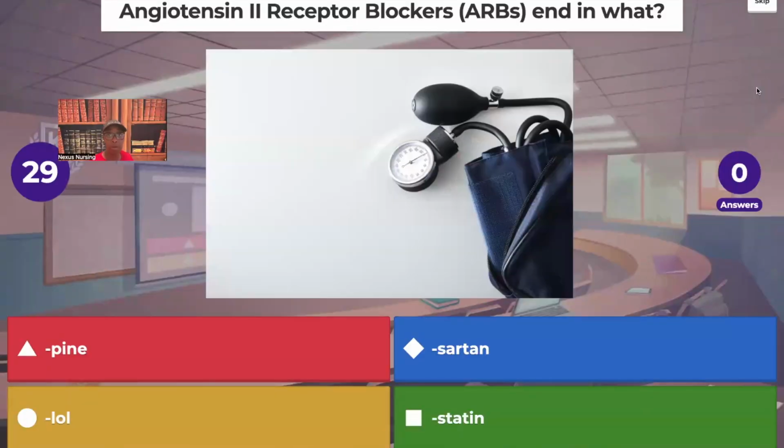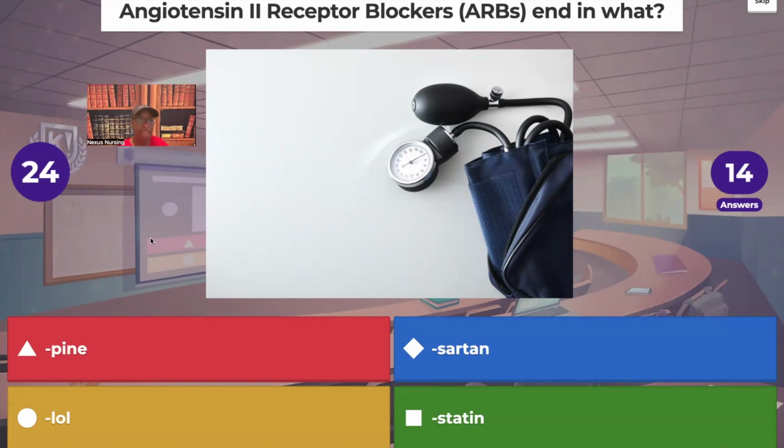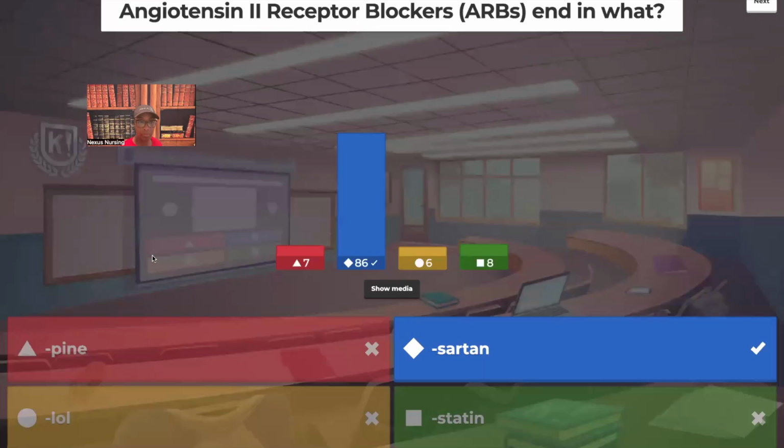Angiotensin 2 receptor blockers, your ARBs, they end in what? Is it peen? Is it sartan? Is it lol or statin? Your ARBs, what do the ARBs end in, guys? Sartan. Those are your ARBs, and this is also another type of antihypertensive agent.